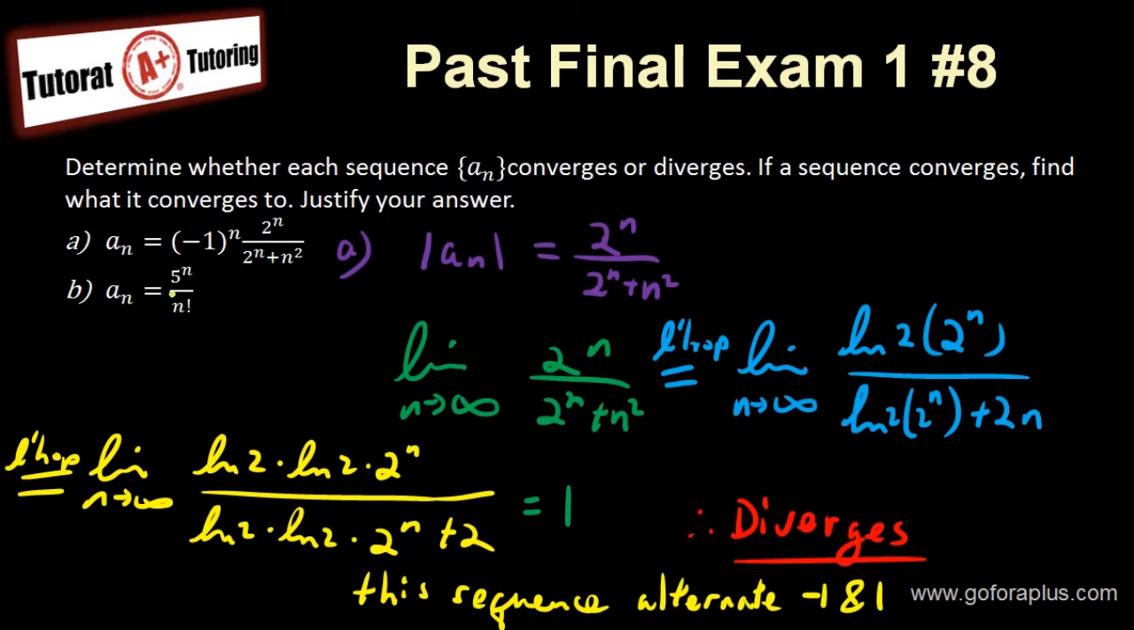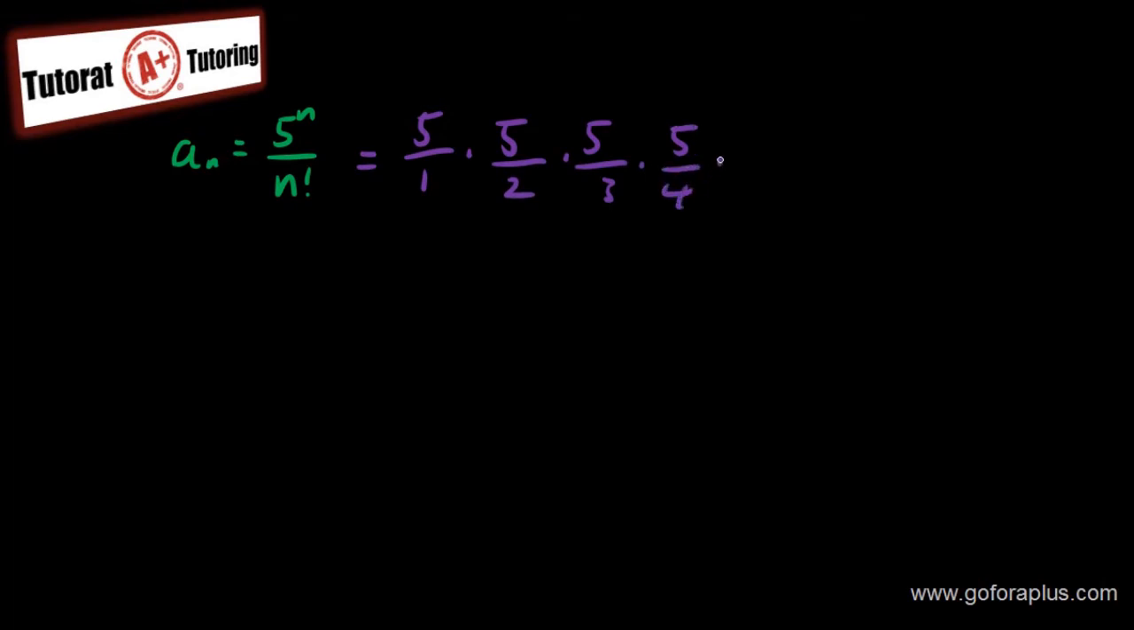Now question B here, an equals 5^n over n factorial. The way to do this is, I have an equals 5^n over n factorial. Now if you write this in expanded form, it's 5 over 1 times 5 over 2 times 5 over 3 times 5 over 4 times 5 over 5, until 5 over n.